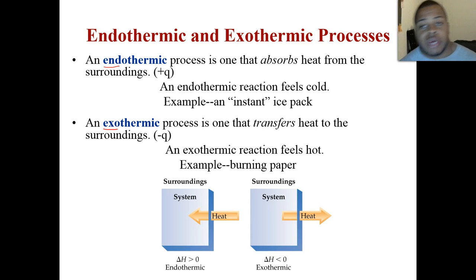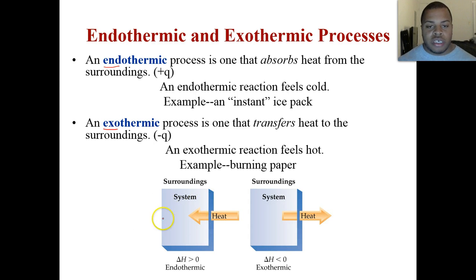Now, an exothermic process is one that's going to put out energy into the surroundings, where Q is going to be negative. So if I were to burn a piece of paper, we'd be able to feel the heat coming off of the system. This gives us an exothermic reaction, meaning energy is going out of the system, the burning paper, into the surroundings.